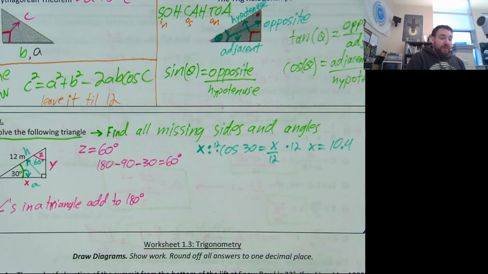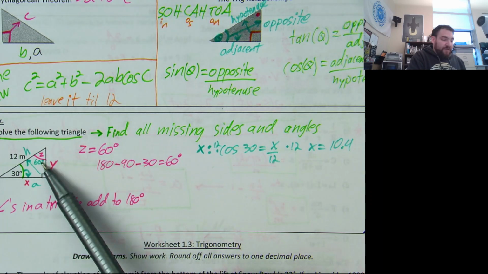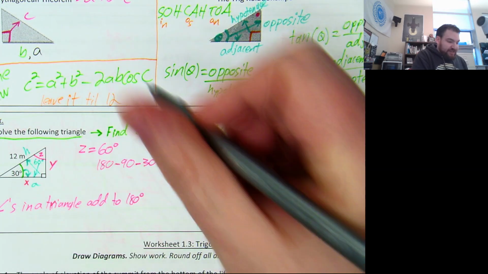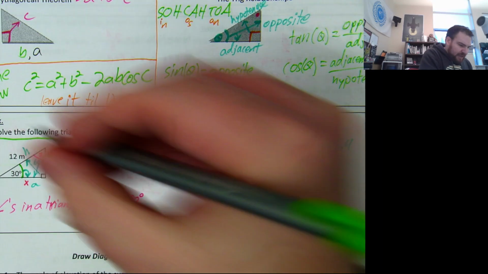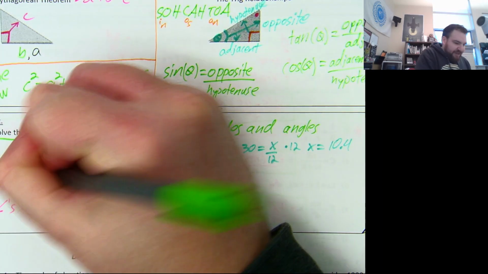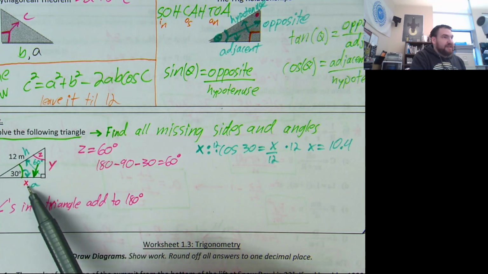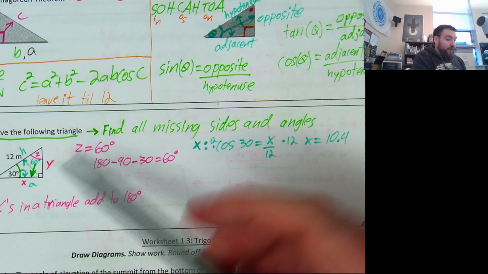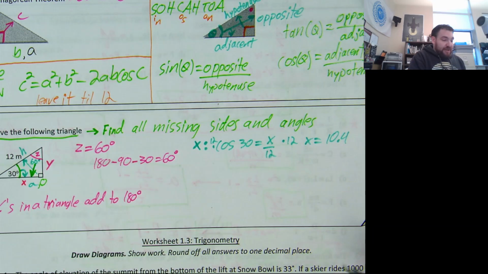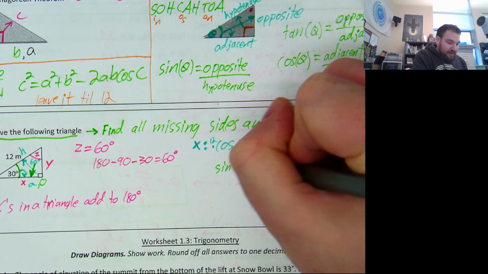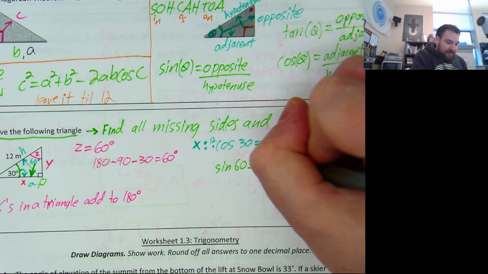Cool. That was not the only way we had to solve x. We could have done it another way. If I'd wanted to work from the 60, then x becomes the opposite side. So instead of cosine, we would have used sine. We would have said that the sine of 60 is equal to x over 12.